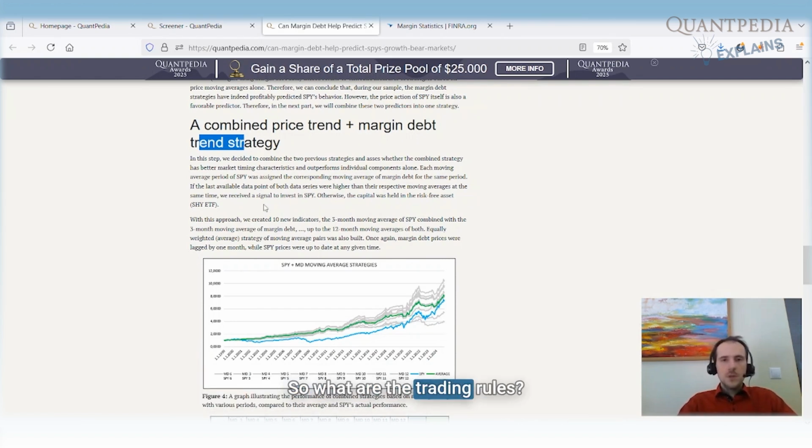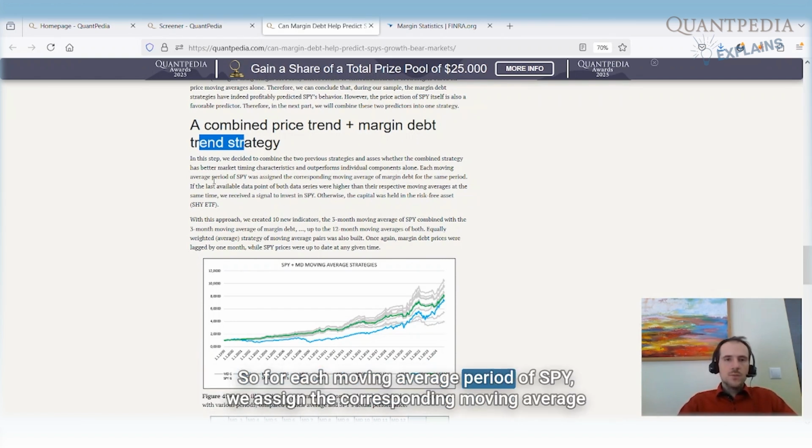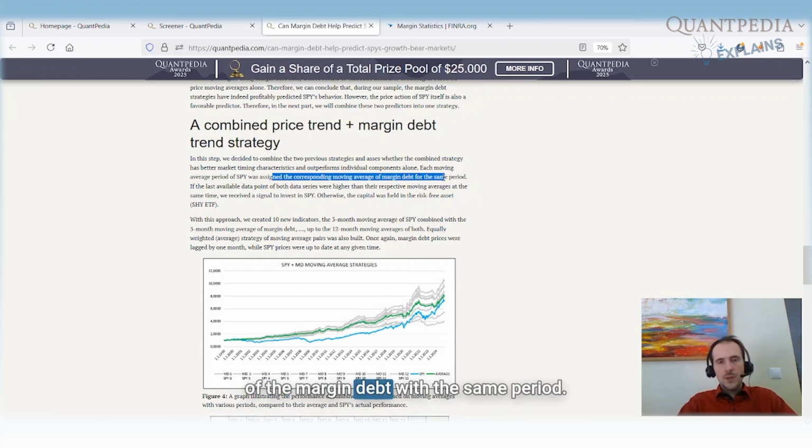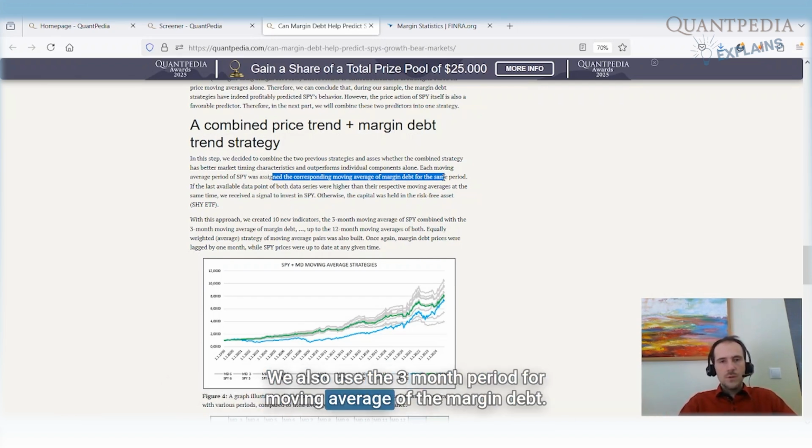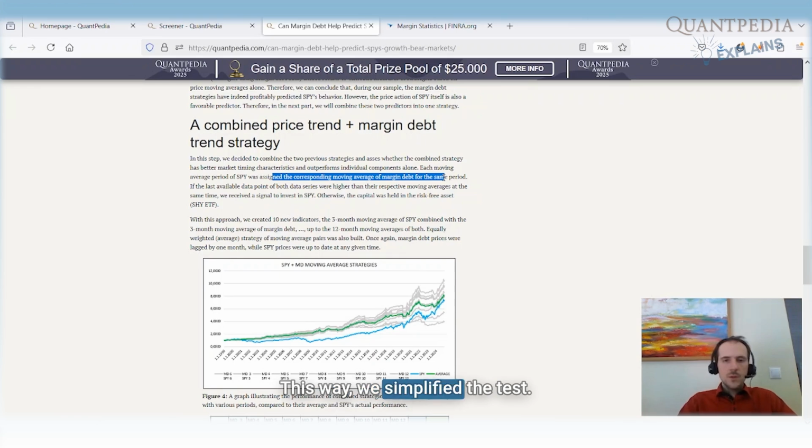So what are the trading rules? For each moving average period of SPI, we assign the corresponding moving average of the margin debt with the same period. If we use a 3-month period for a moving average of the price, we also use a 3-month period for the moving average of the margin debt. This way we simplified the test.